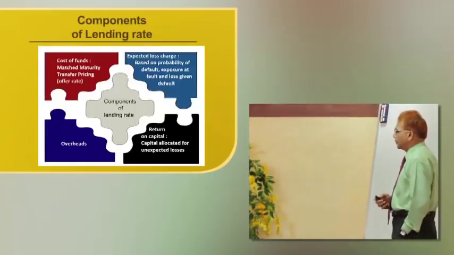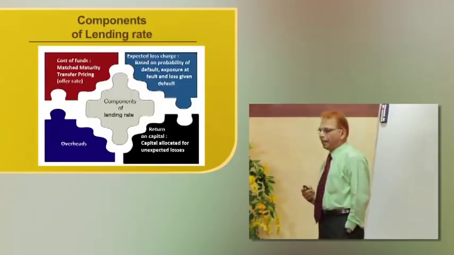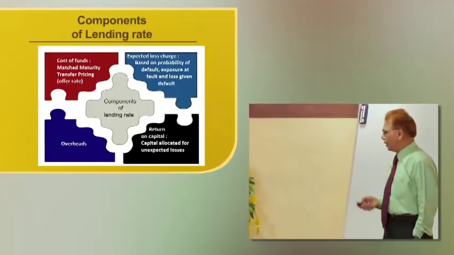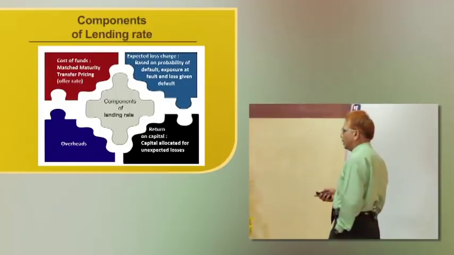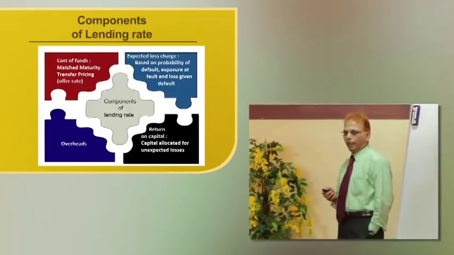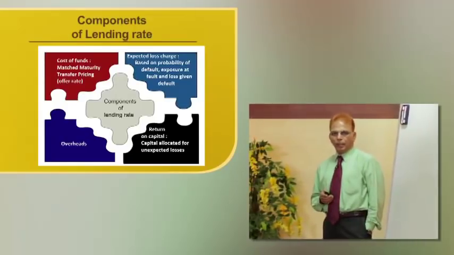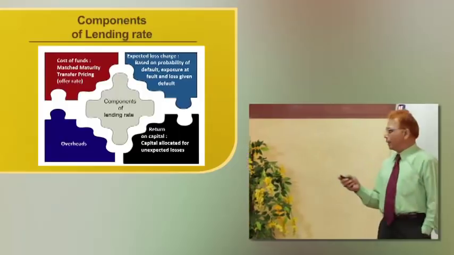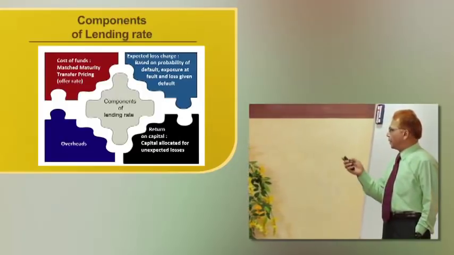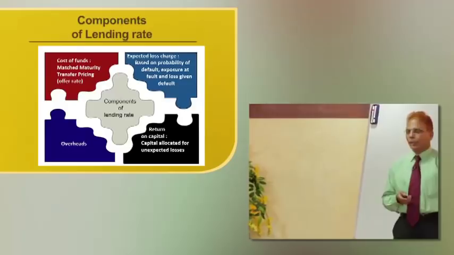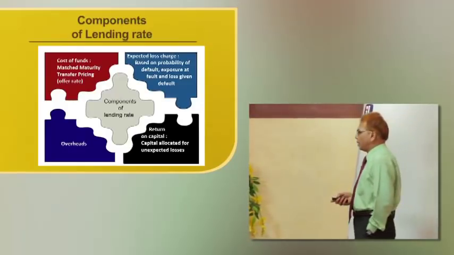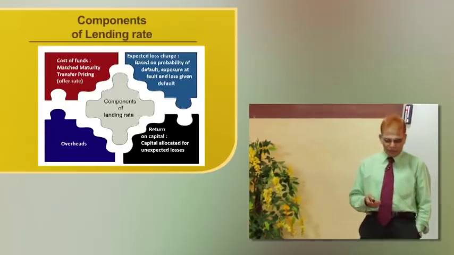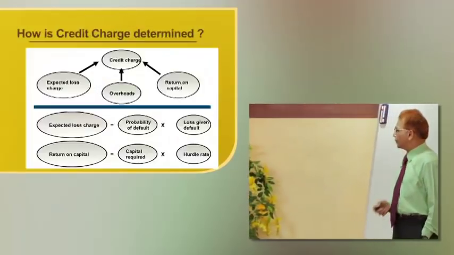So these components of the lending rate, what we discussed earlier in a different format, I have shown here to imply that the cost of funds depends on what kind of pricing the bank is using, whether it has a transfer price mechanism, so it comes out of that. And the expected loss charge is based on the probability of default, exposure at default and loss given default, and then return on capital, because capital is allocated to the unexpected losses.